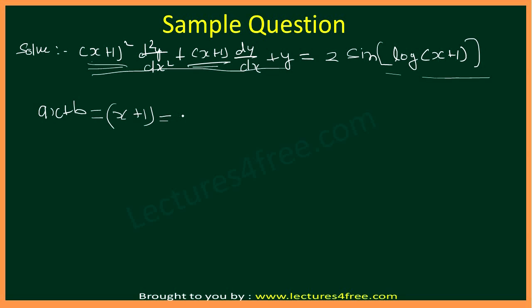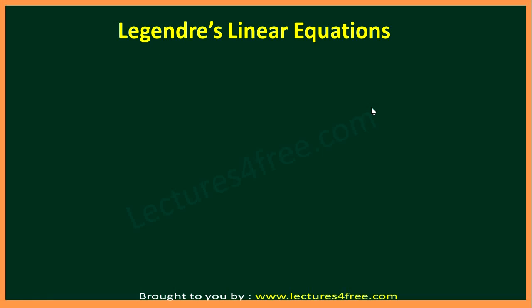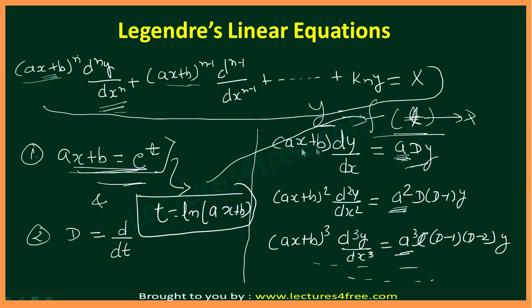So let's assume x plus 1 is equal to e to the power t. Okay, our second assumption is we are considering capital D as d upon dt. Okay, so now to solve this, let's replace x plus 1 dy upon dx. We have to replace ax plus b dy upon dx equal to a into dy.